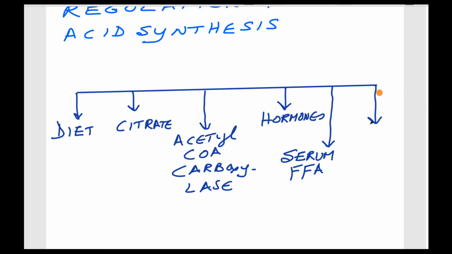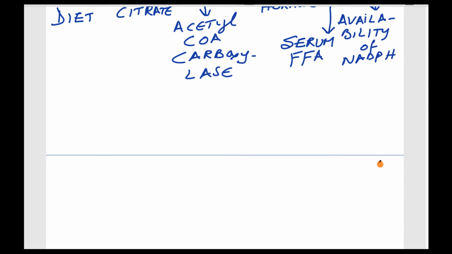The next one is availability of NADPH. NADPH is required. Of course, acetyl coenzyme A is also required, and these are the factors which have influence on the synthesis of fatty acids. We'll discuss them one by one. The first one is diet.